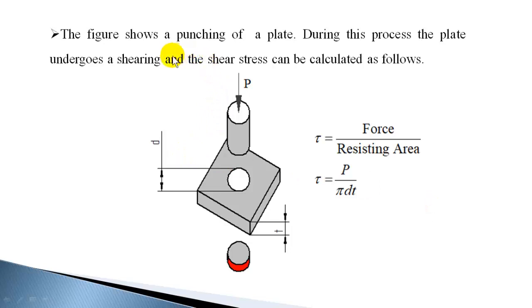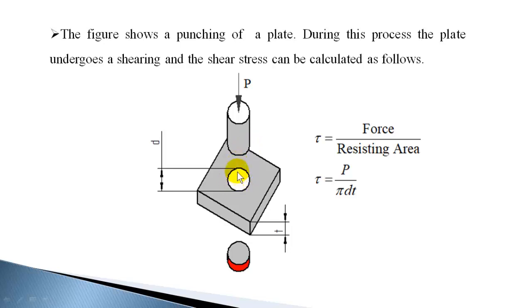Now we will consider another example, the punching of a plate. During this process, the plate undergoes shear stress. Now the punch is acting on this. Now the small portion which is removed is shown here. Now the force is acting vertically downward. Now the resisting areas inside the plate, this portion is removed.